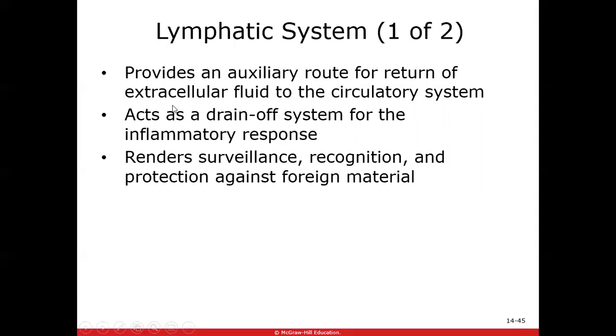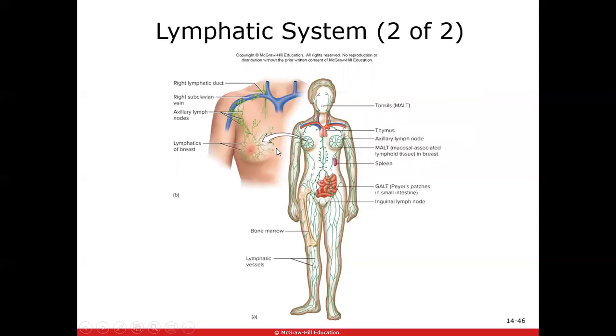Now you have the lymphatic system. This provides an auxiliary route for return of extracellular fluid to the circulatory system. When you remember in A&P, when it talks about the lymphatic system, it brings any fluid that was not returned to the circulatory system back to the circulatory system. Acts as a drain-off system for inflammatory response, and it is useful in surveillance, recognition, and protection against foreign material. In the lymphatic system, it houses a lot of white blood cells. It runs all through the body, and it sequesters fluid and any microorganisms that are in the body, and then brings it back into the circulatory system.